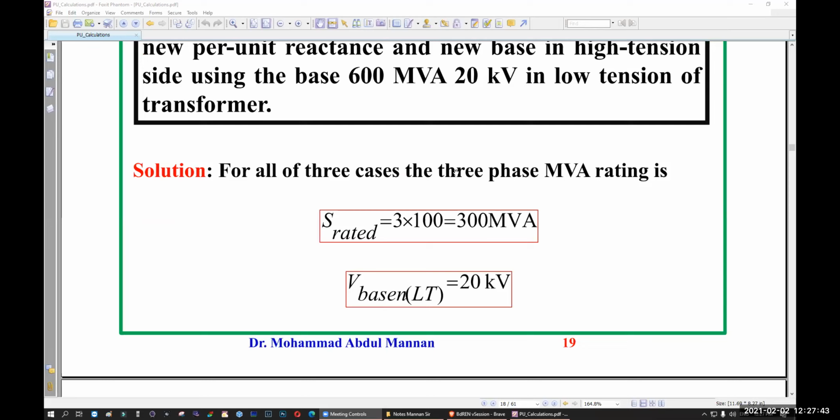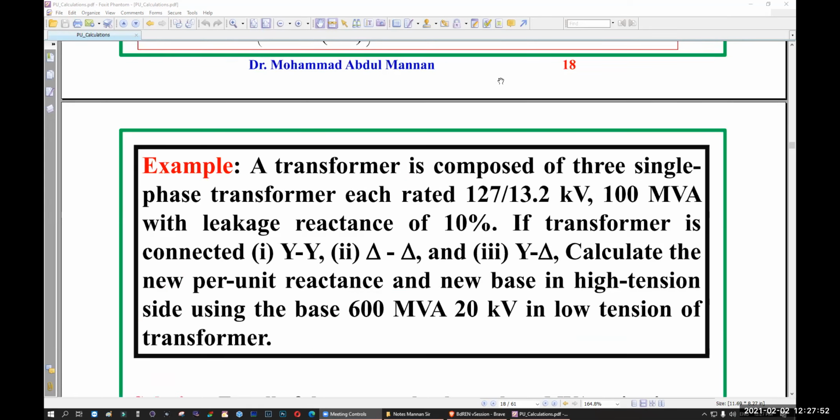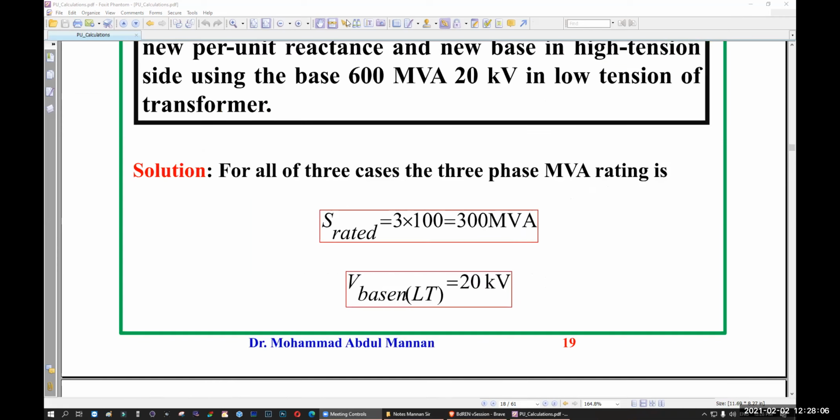For all three cases, the three-phase MVA rating will be S rated, 3 into 100, 300 MVA. Why? Because you are using three transformers. Each of them is 100, so total power is 300 MVA. Again, this is not base, this is rated. So V base new is 20 because it is given.